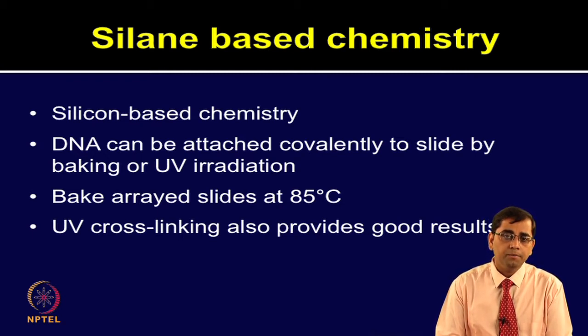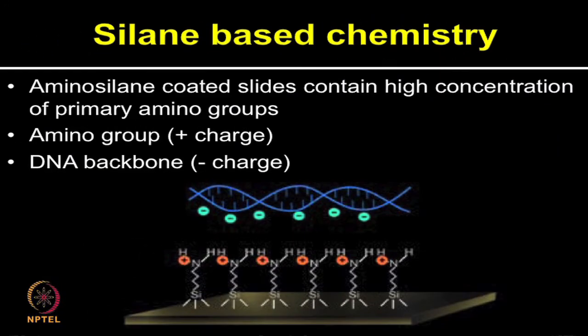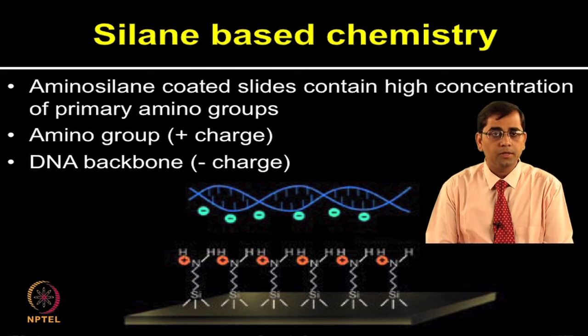Thus, given our aim, DNA can be attached covalently on the glass surface by baking the arrayed surface at 85 degrees. UV cross linking is also a popular method for DNA immobilization. Aminosilane coated slides provide a high concentration of primary amino groups on the chip surface.